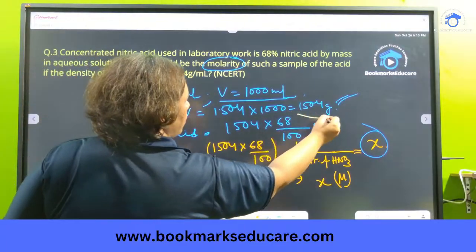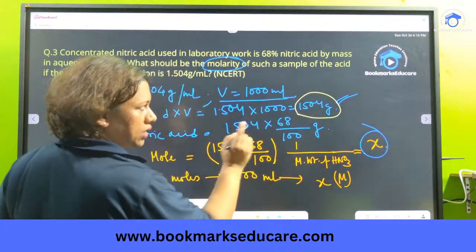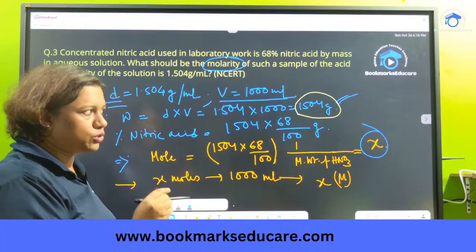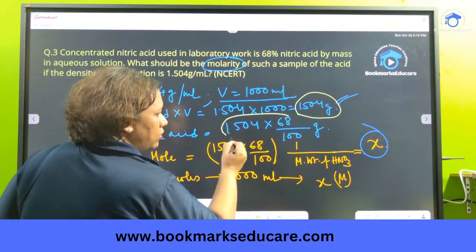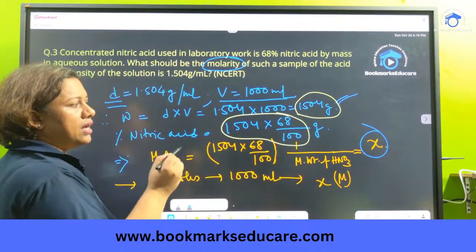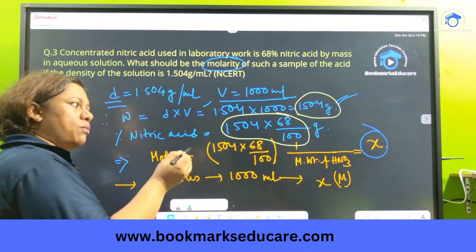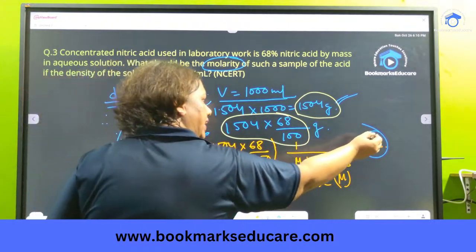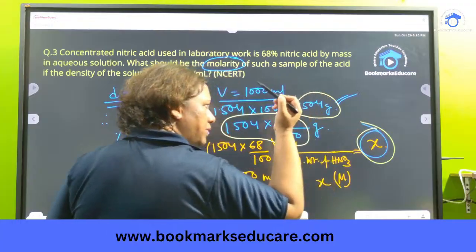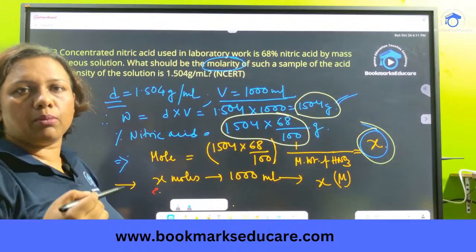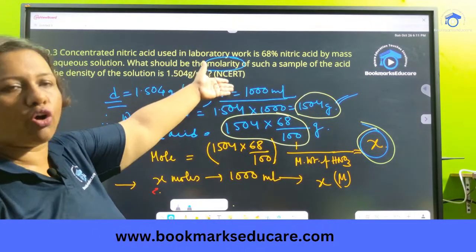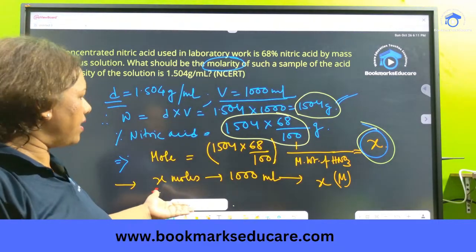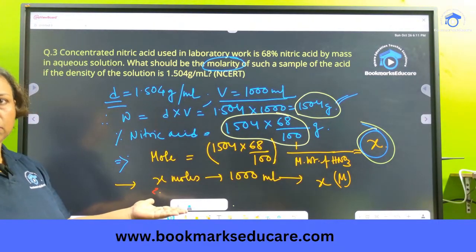This is the total weight volume of the 1000 ml solution. This is the amount of nitric acid present. Now this is divided by the molecular weight of the nitric acid. We are getting the number of moles of nitric acid present. तो इतना नाइट्रिक एसिड के नंबर ऑफ मोल किसमें है? 1000 ml वॉल्यूम में ही तो है. So that is the molarity. It's very easy.